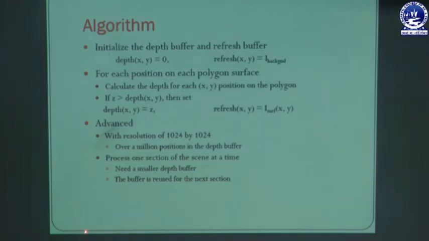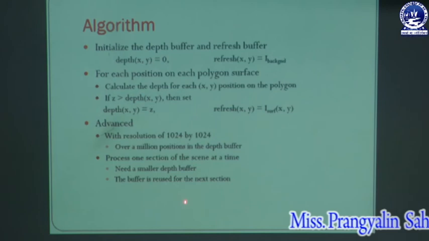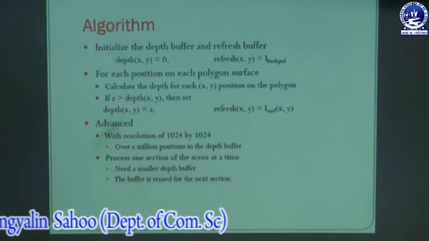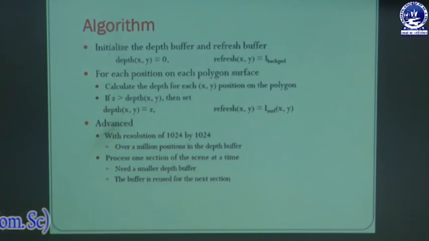It provides higher resolution, 1024 by 1024, over a million positions in the depth buffer. It processes one section of the scene at a time, so it needs a smaller depth buffer, and the buffer is reused for the next section. That means first it stores the first pixel positions, and after that pixel point is visible to the viewer, the frame buffer is used for the next pixel point data calculations.